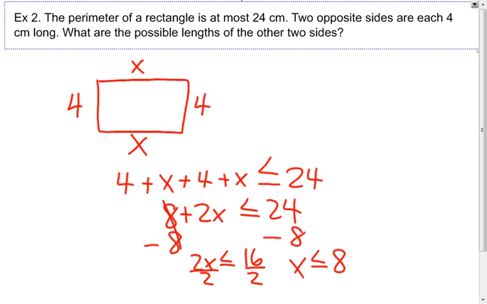Don't forget this is a word problem. You need a label. It's dealing with centimeters in this problem. So my unit is centimeters. x has to be less than or equal to 8 centimeters.